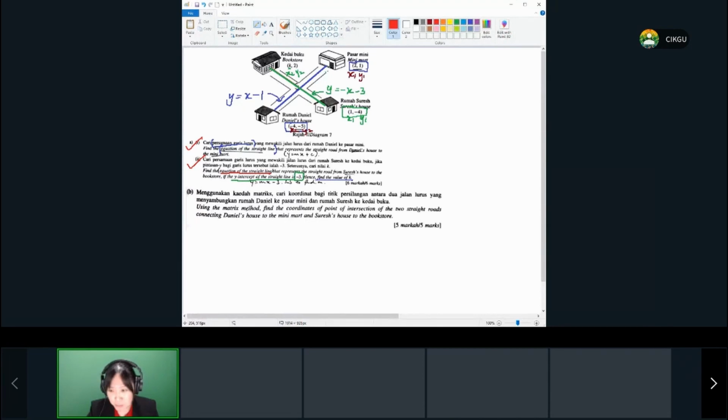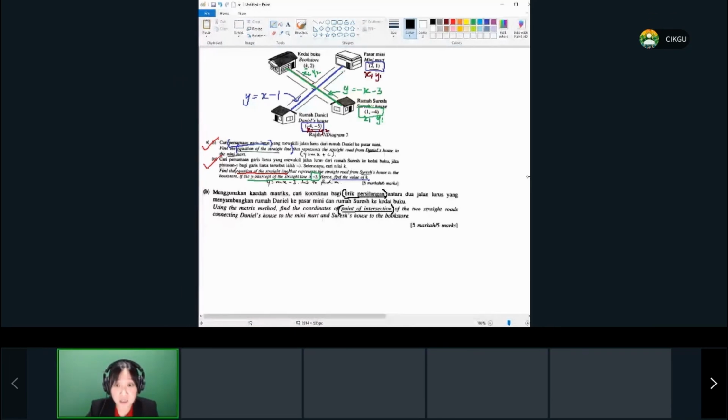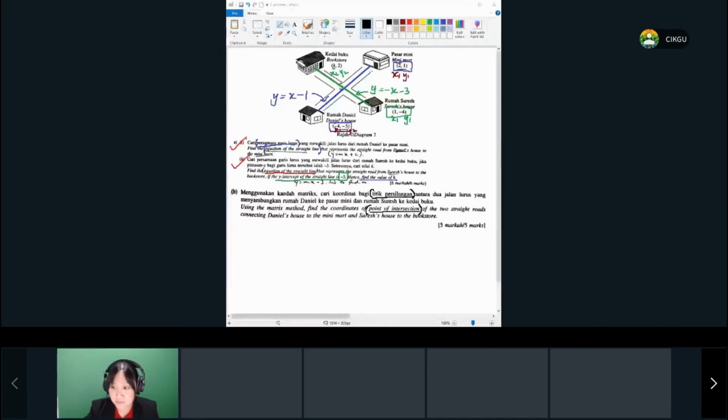Using the matrix method. There's a reason why I purposely chose this question. Matrix. Find the coordinates of the point of intersection. For those who learn in Malay, titik persilangan. Point of intersection means titik persilangan. That basically, as the word suggests, is where the two lines cross each other.